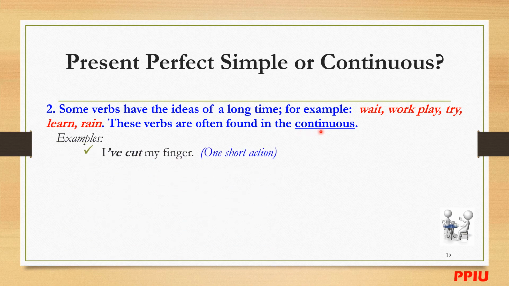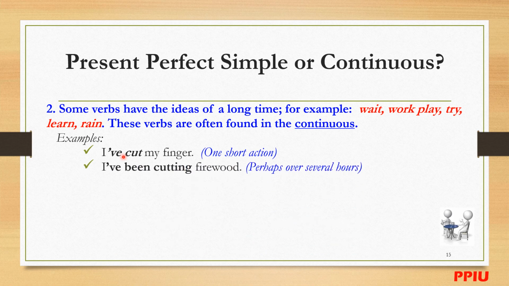Examples: I've cut my finger. Okay, I've cut my finger. It's just a short action. Cut. I mean, just cut right now. You just see only the bleeding on my finger. You cannot see the activity of cutting my finger here. A short period of time, right?